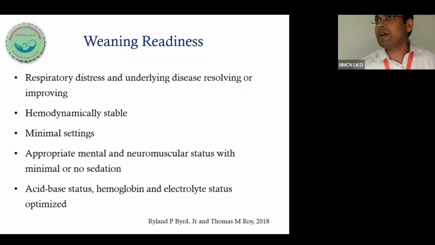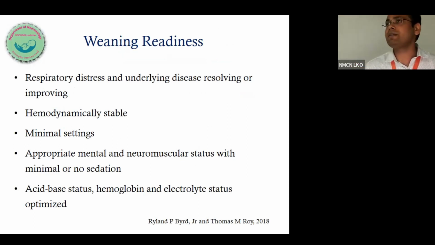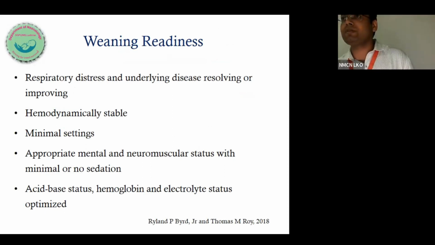So these babies should have the respiratory drive. They should have minimal distress, and the underlying disease process should be resolving. These babies should be hemodynamically stable, and there should be minimal inotrope support or no inotrope support. The baby should be on the peri-extubation settings, which is already decided. Then there should be appropriate mental and neuromuscular status with minimal or no sedation, as already talked. The child should have appropriate acid-base status. The hemoglobin should be appropriate, and there should be no dyslipidemia.